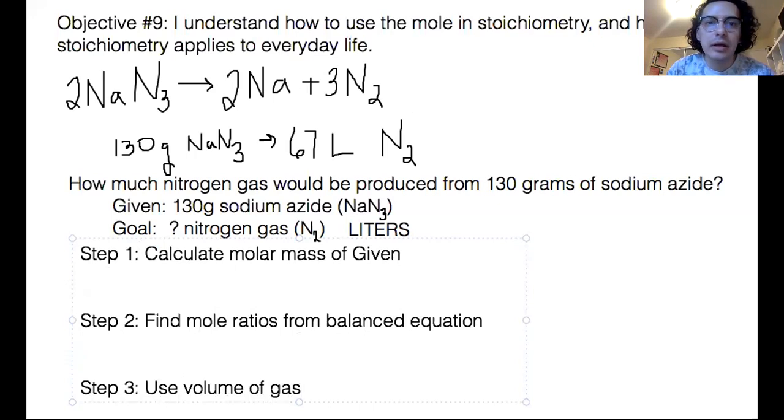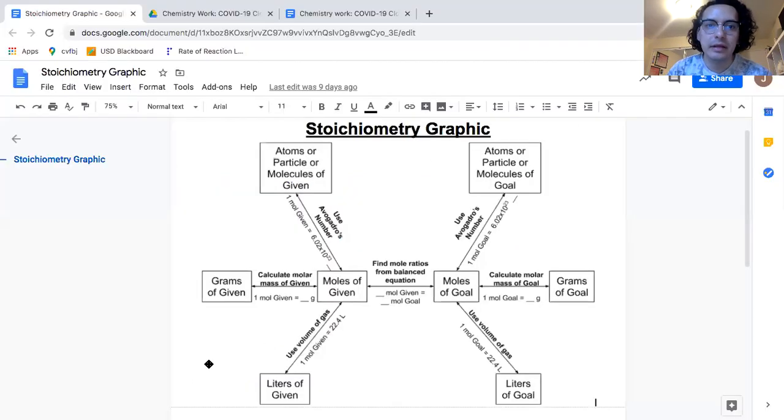So if you are confused about where I'm getting this from, step 1, calculate molar mass of given. That is from our graphic. Step 2, find mole ratios from balanced equation. And step 3, use volume of gas. So I'm going to be going back and forth from this graphic to our work.